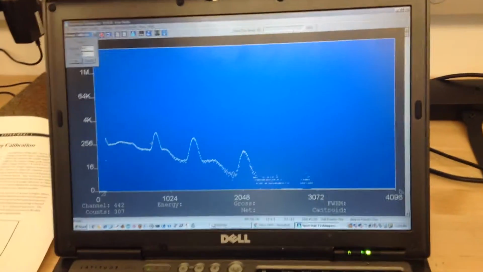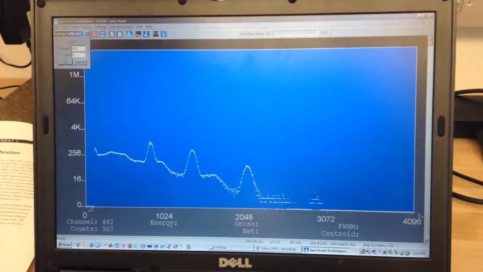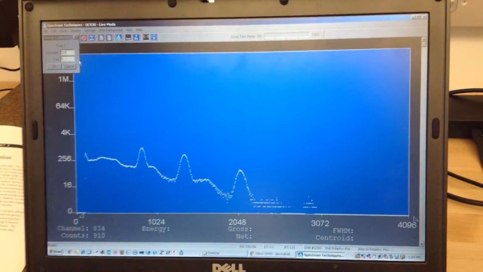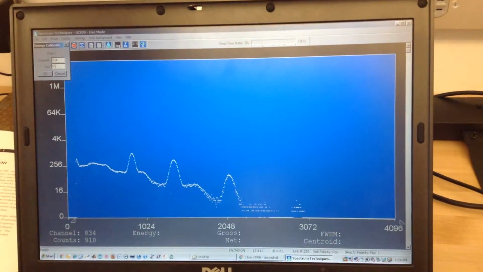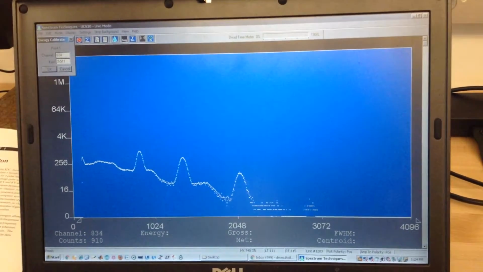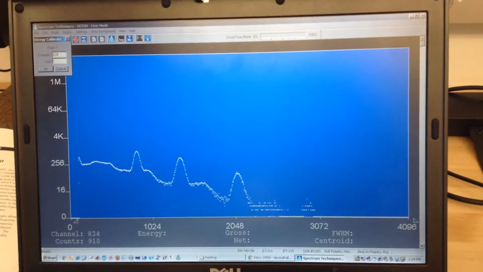Point number one is over here, and I know that that is 511, the mass of the electron, which is pretty amazing.